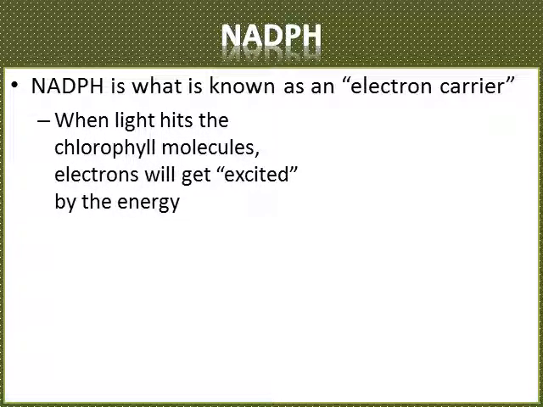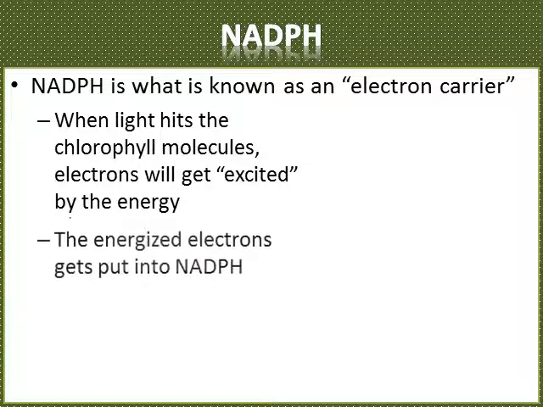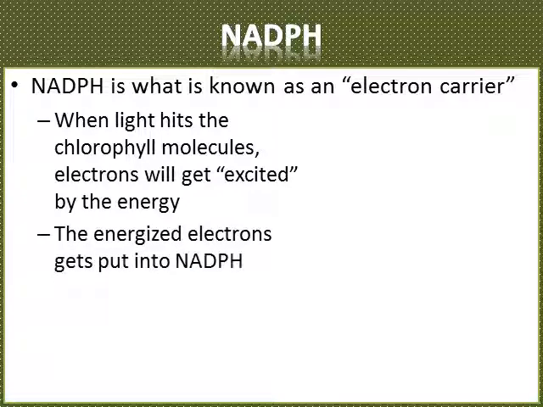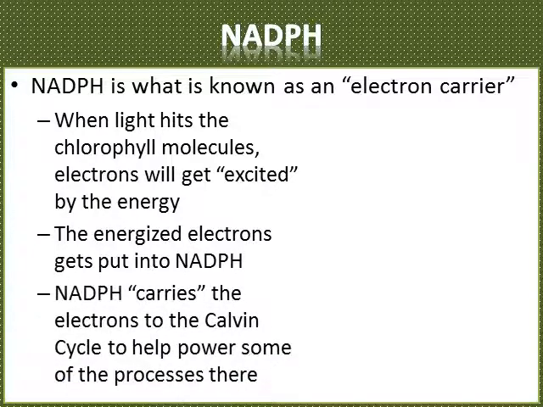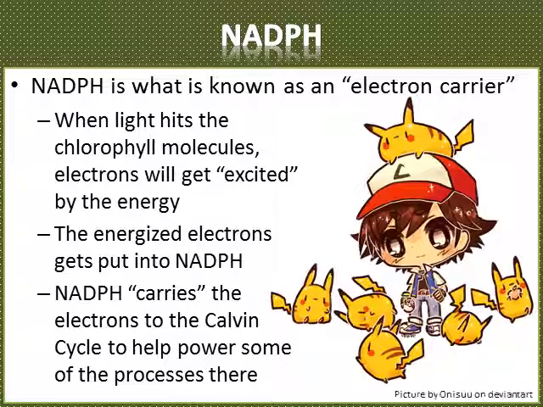So in the light reactions, and we'll go into more details about this later, when light enters the chloroplast and hits the chlorophyll molecules, the electrons are going to be excited by all that new energy that it just got. These energized electrons are going to jump around like it was just high on sugar, and it's going to attach itself or get attached to an NADPH molecule. The NADPH then carries those electrons, hence electron carrier, to the Calvin cycle to help power some of the processes.